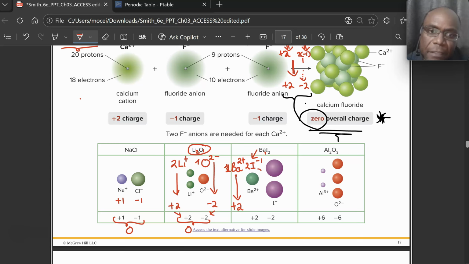The 2 iodides is bringing 2 times -1, which gives you -2. You combine these, you get 0.